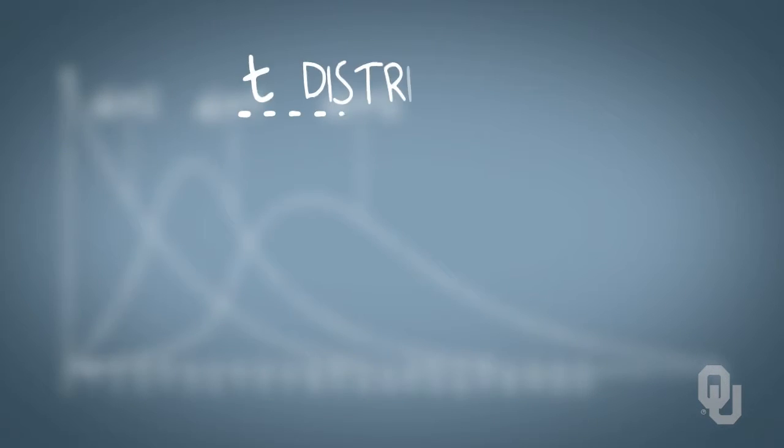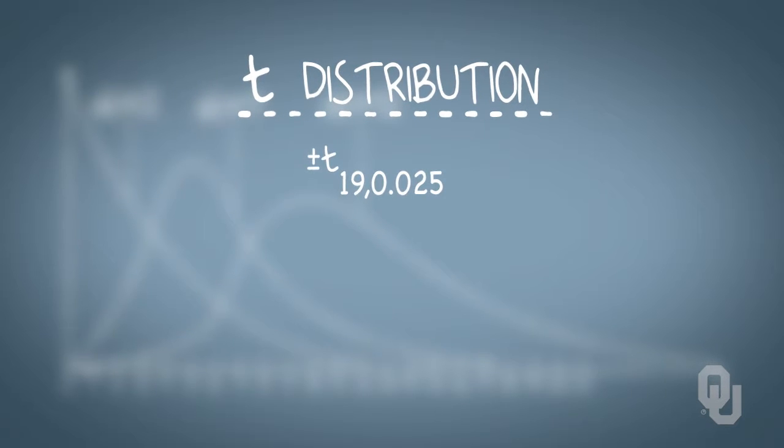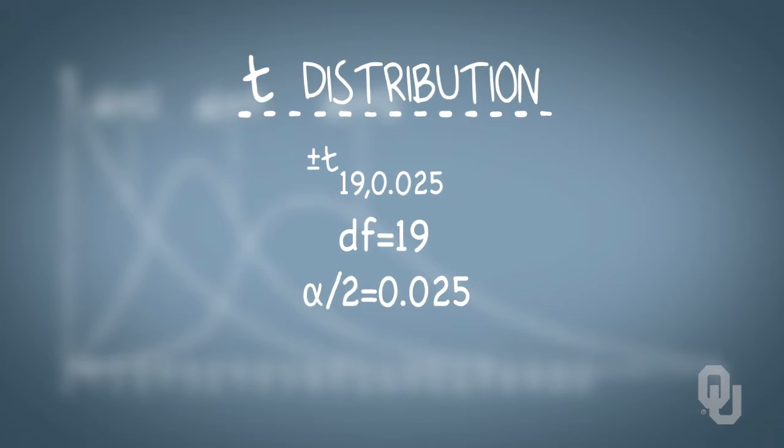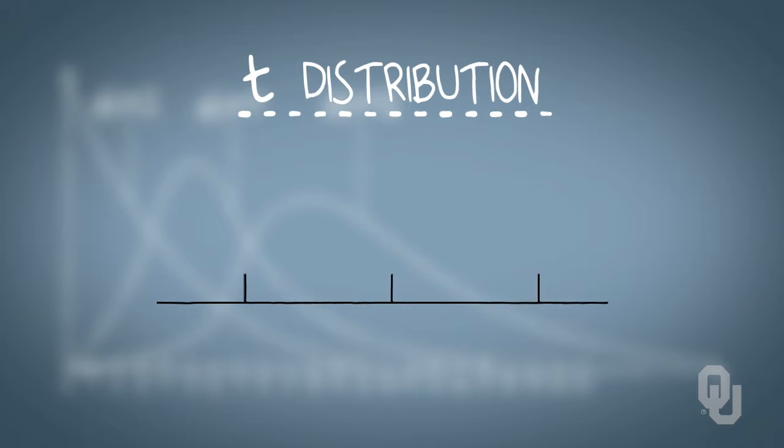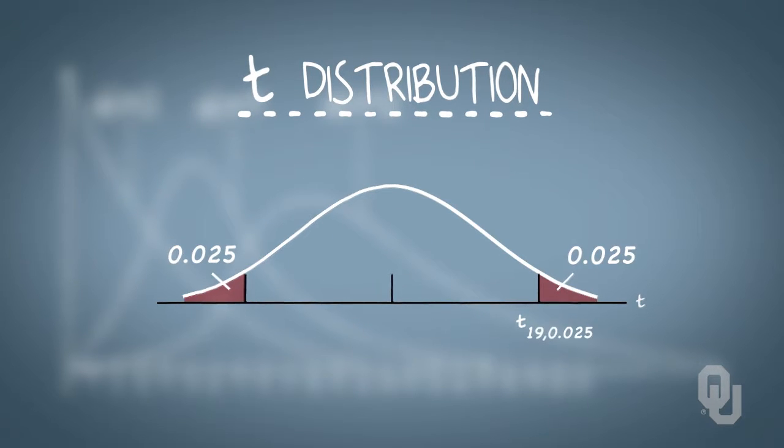For example, with the t-distribution, if we want to find plus and minus t with 19 degrees of freedom and alpha over 2 of 0.025 in each tail, we find the upper tail value in the lookup table, and we automatically find the lower tail value with the negative of the upper tail value. In this example, t for degrees of freedom 19 with 0.025 in the upper tail is 2.093, therefore negative t, degrees of freedom 19, 0.025, is negative 2.093.